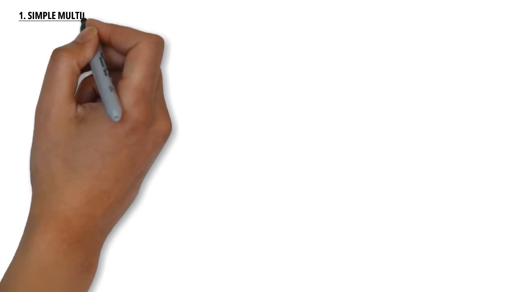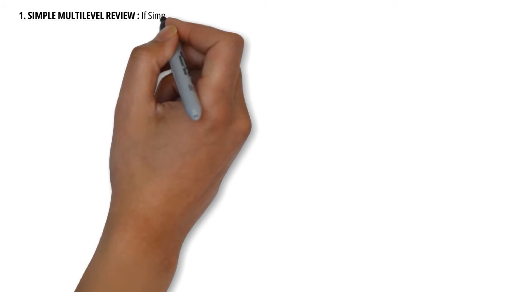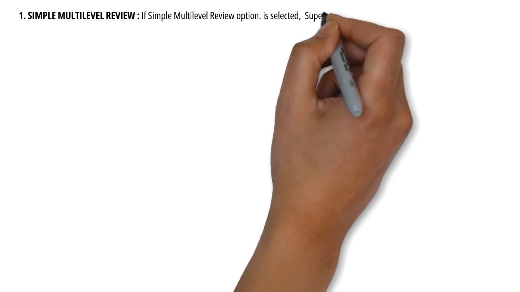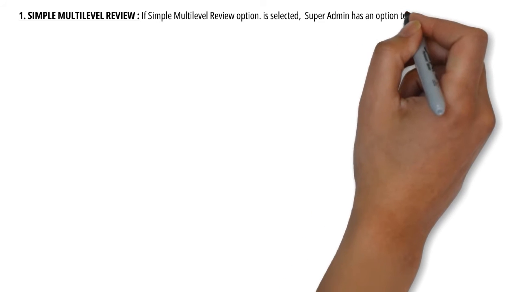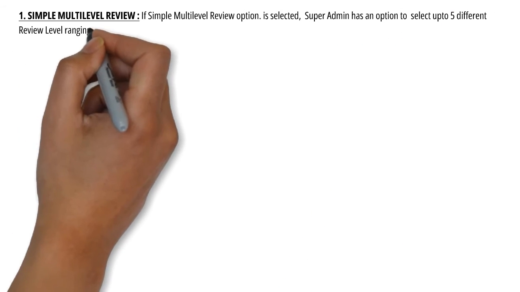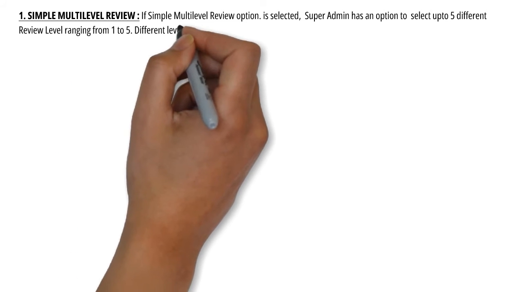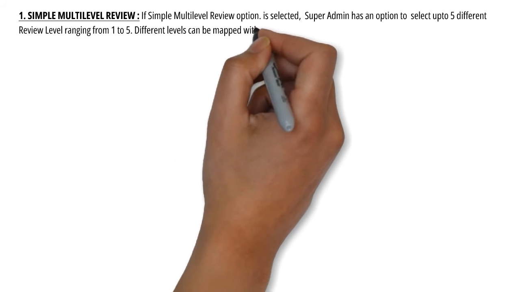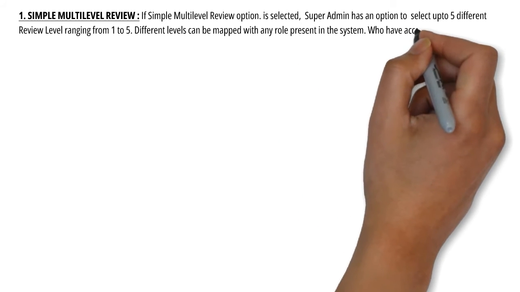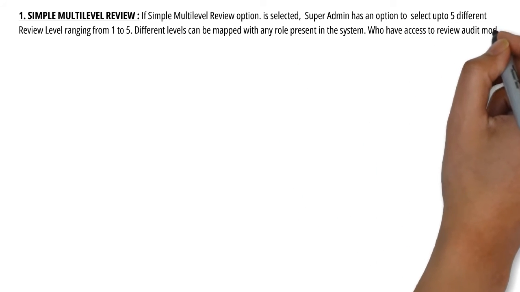1. Simple multi-level review. If simple multi-level review option is selected, superadmin has an option to select up to 5 different review level, ranging from 1 to 5. Different levels can be mapped with any role present in the system who have access to review audit module.